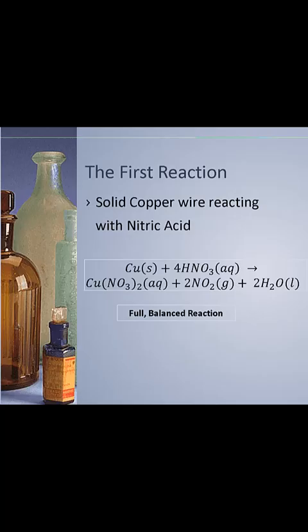So our first reaction is starting with solid copper in the form of copper wire, and we'll watch the reaction with nitric acid. So here you can see the full balanced equation. Solid copper reacting with the nitric acid to form copper 2 nitrate plus the nitrogen dioxide and water.